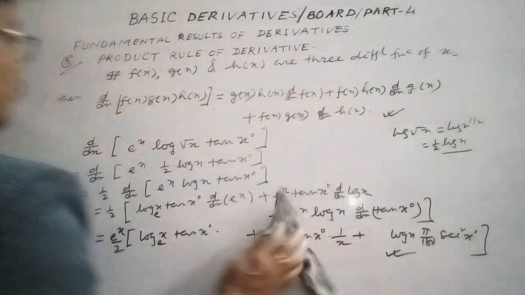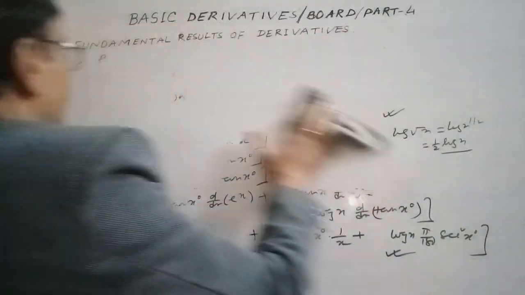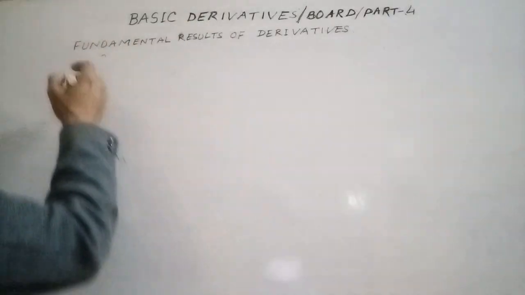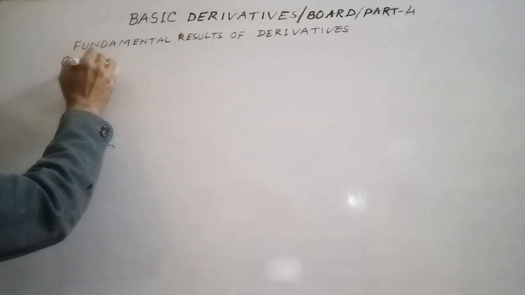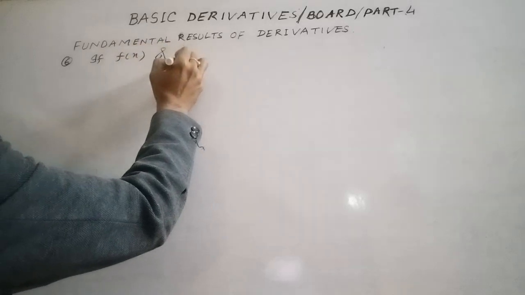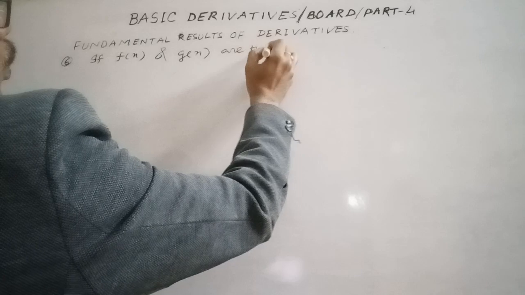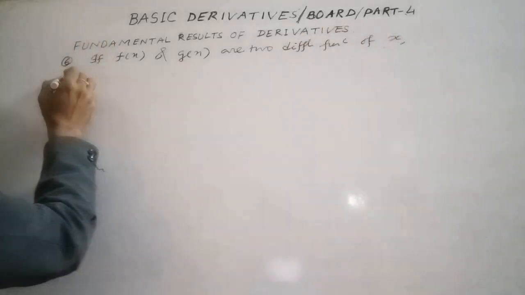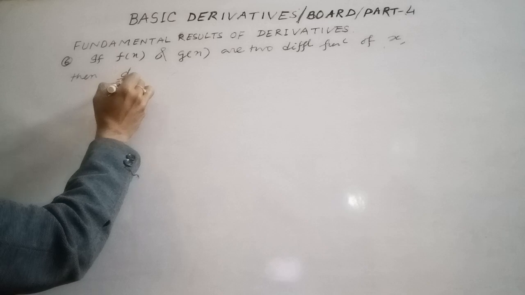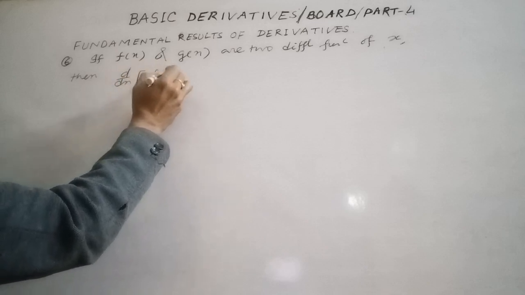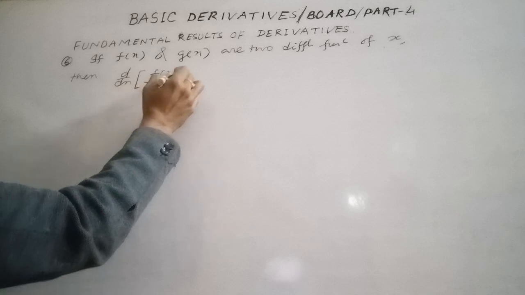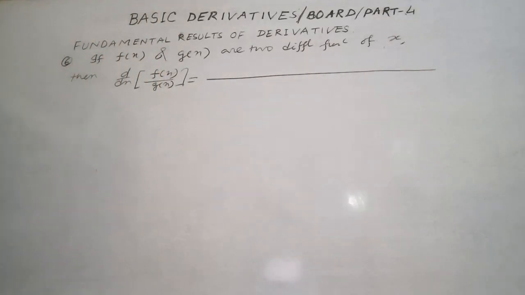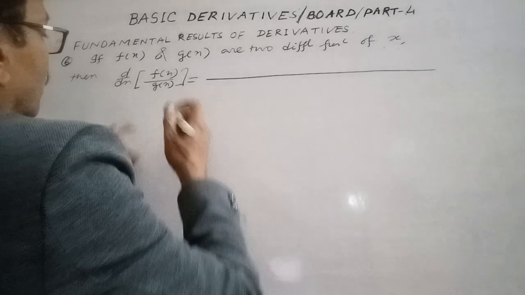Now, fundamental result six. If f(x) and g(x) are two differentiable functions of x, then d/dx of f(x) by g(x) equals to... So this is called division rule or quotient rule. It is given in division form.